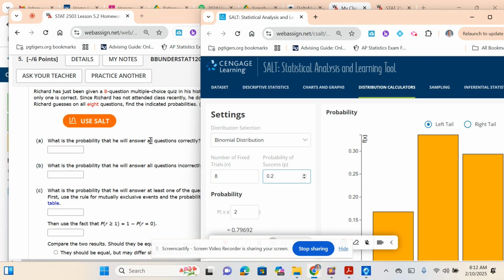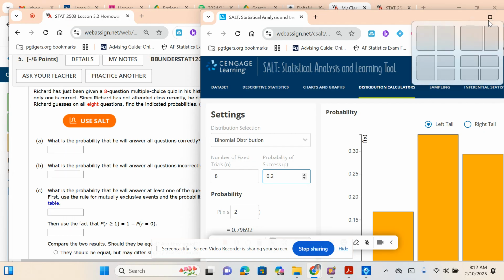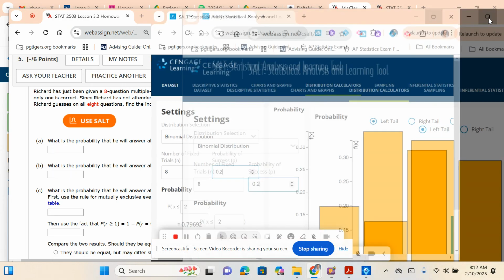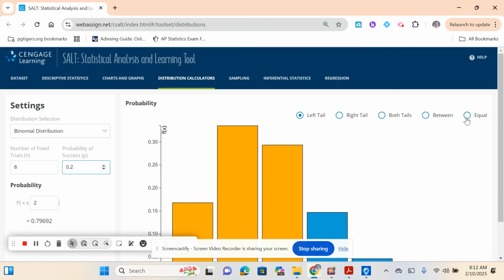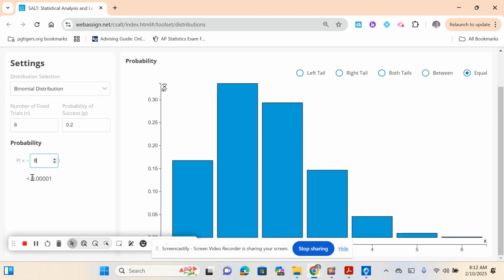What's the probability he answers all 8 questions correctly? So is all 8 an exact value or not? Is all 8 exactly 8? Yes. So I'm going to put equal because it's exactly 8. If you had 4 on there, you would put 4 trials because you had 4 questions, 0.2, and you put equal to 4. Okay. What's my probability? Well, I did 8, and guess what?